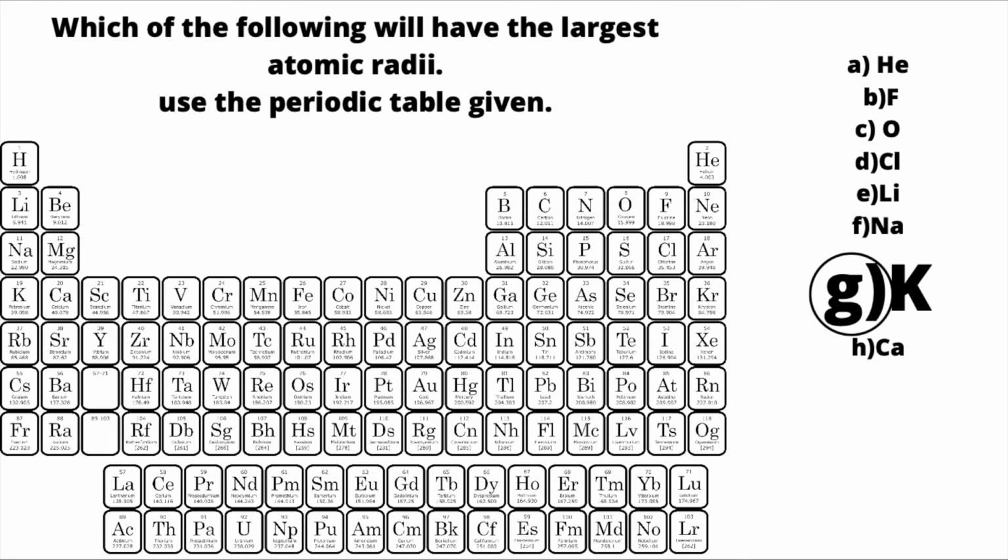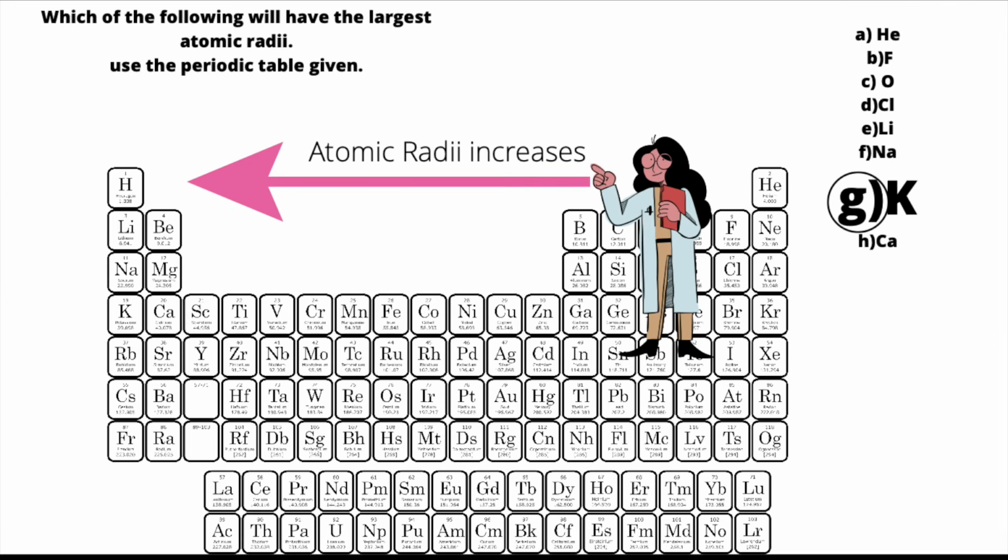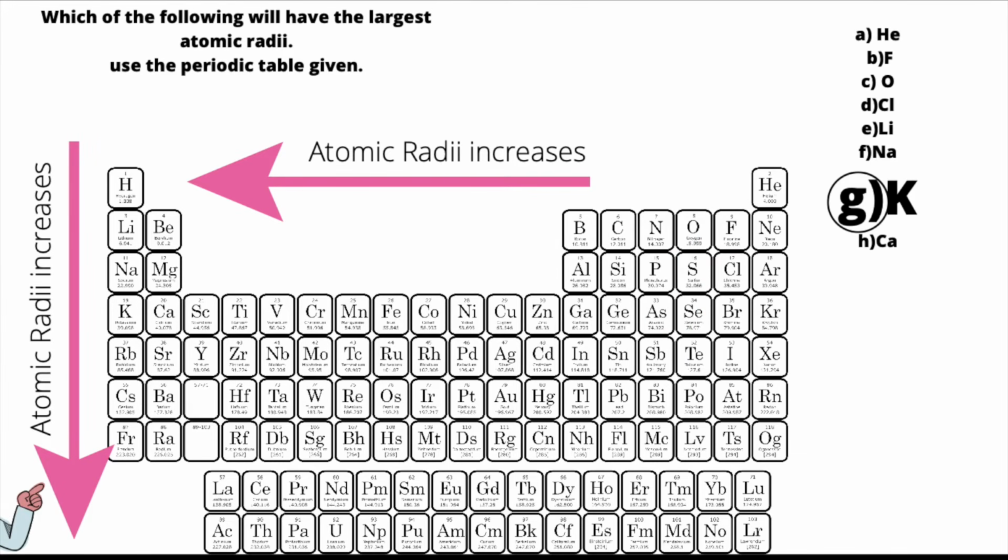Our answer here is potassium. Luckily there is a periodic table trend that you can memorize for atomic radii. Atomic radii increases from right to left on the periodic table. So as you go more to the left, the atomic size increases. And the atomic radii also increases as you go down the periodic table. So the further down you are on the periodic table, the larger the atomic radii will be.